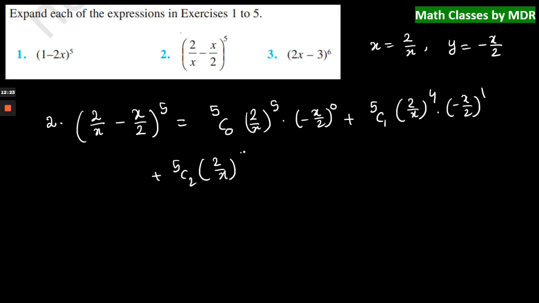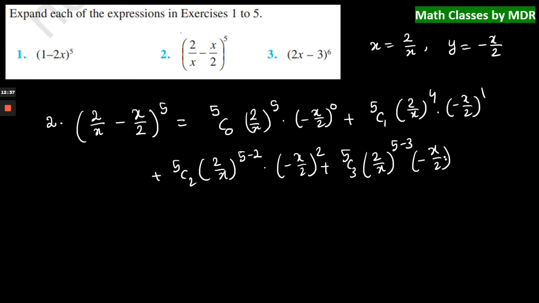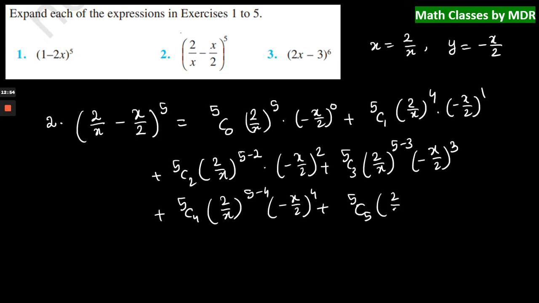5 minus 2, right? 5 minus 2, can I write? So to avoid any confusion, minus x by 2 whole to the power 2 plus 5c3 into 2 by x whole to the power 5 minus 3 into minus x by 2 whole to the power 3 plus 5c4 into 2 by x whole to the power 5 minus 4 into minus x by 2 whole to the power 4 plus 5c5 into 2 by x whole to the power 5 minus 5 into minus x by 2 whole to the power 5. This is what we have.